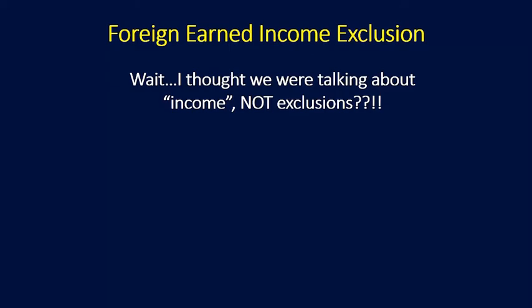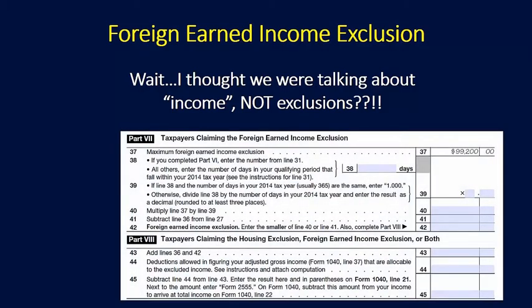But wait a minute. I thought we were talking about income, not income exclusions. Well, if we look at Form 2555, in Part 8, line 45, we're told to enter the result in this form on 1040, line 21. And if we read the instructions for line 45 on this Form 2555, we're told again to enter the result on line 21 of the 1040 in parentheses. Next to the amount, enter in quotations, Form 2555. And the good news is we get to subtract this foreign earned income exclusion from our income to arrive at a total income on the 1040 on line 22.